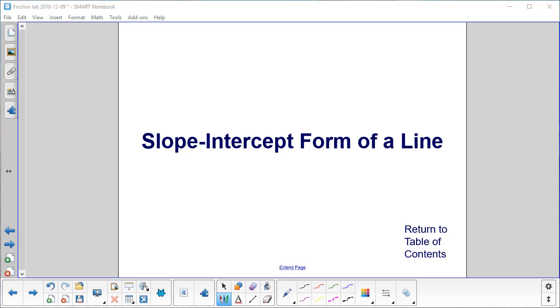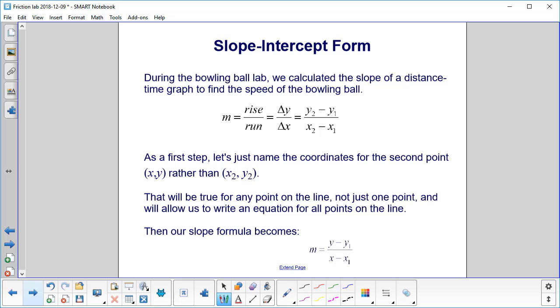Slope-intercept form of a line. During the bowling ball lab, which hopefully you did, we calculated the slope of a distance-time graph to find the speed of the bowling ball. And we found that the slope of the line was rise over run, (y2 minus y1) over (x2 minus x1).